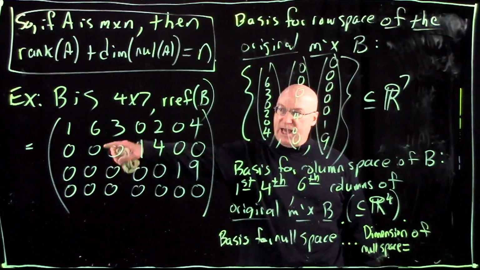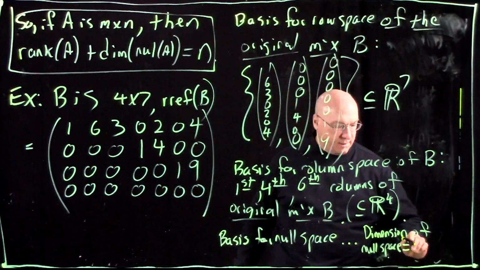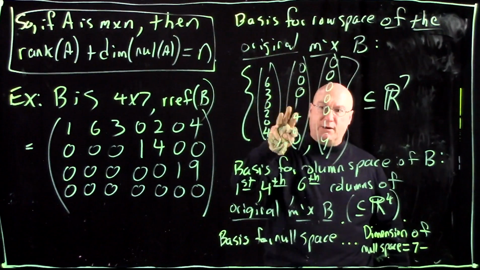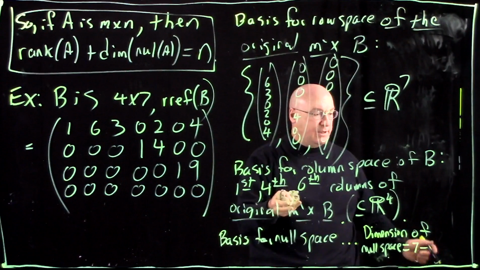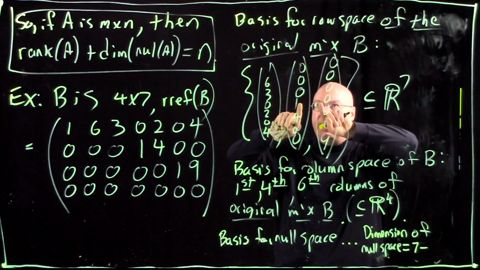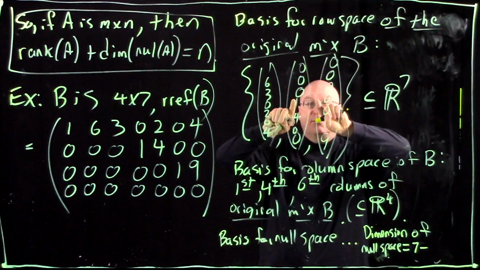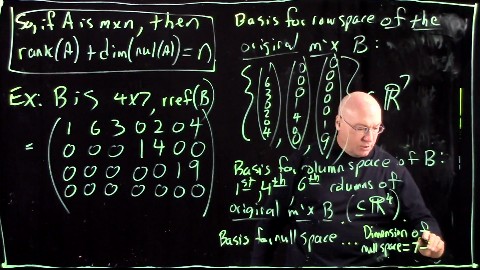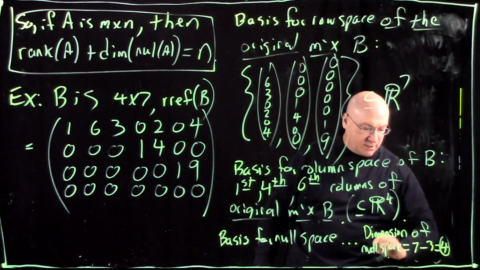Look, n is 7, and the rank here is 3. This is the rank, right? I didn't say that, but the rank is 3 because that's the number of vectors in a basis for the row space, and it's also the dimension of the column space. So the answer is 4.